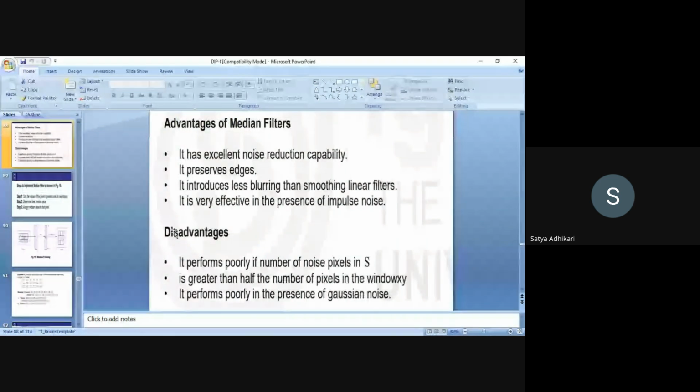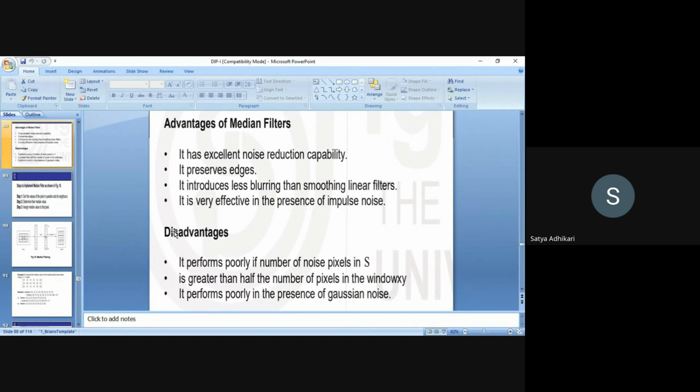And it has some advantages we have already discussed. The excellent noise reduction capability. It preserves edges. There are some problems in mean filters. It introduces less blurring than the smoothing linear filters. The linear filter has a drawback, please recall, that it is blurring, but the median filter has less blurring as compared to the mean filter. It is very effective in the presence of impulse noise, but it performs poorly in the presence of Gaussian noise.